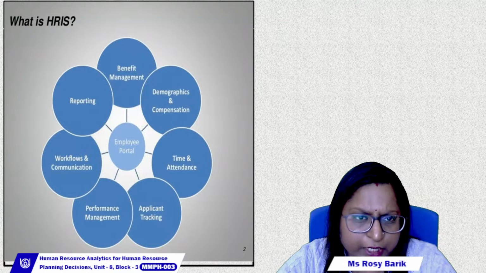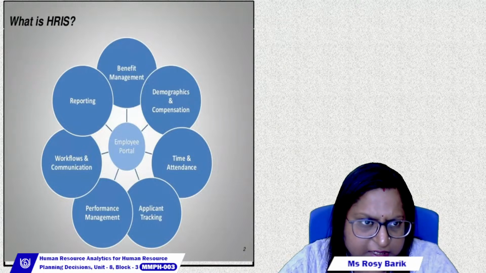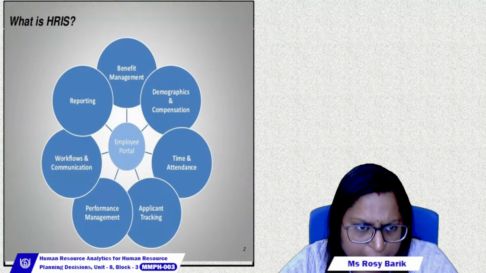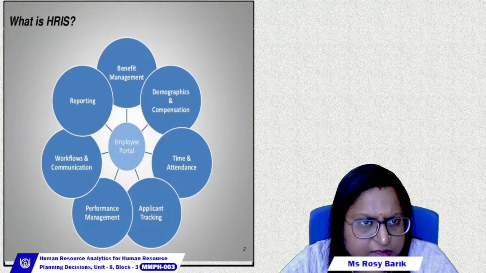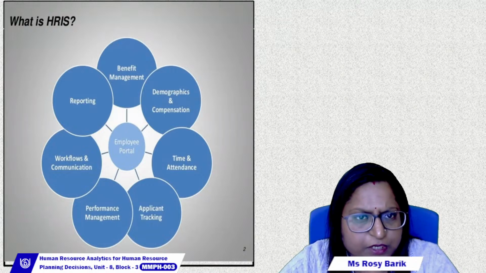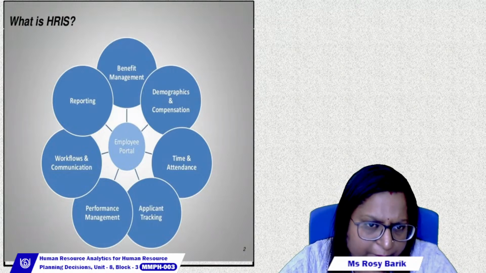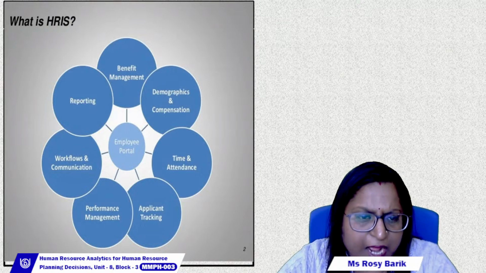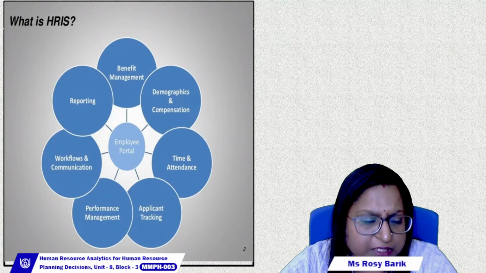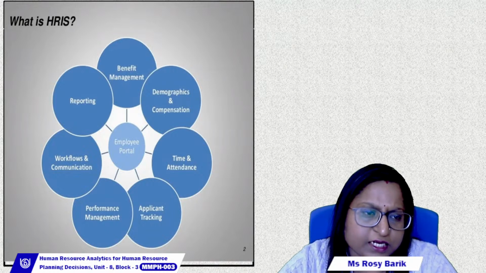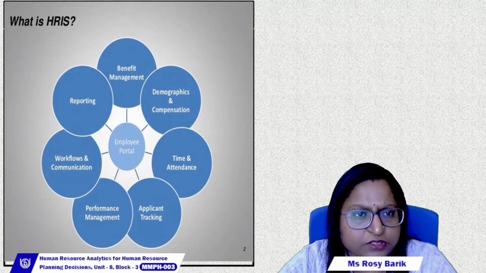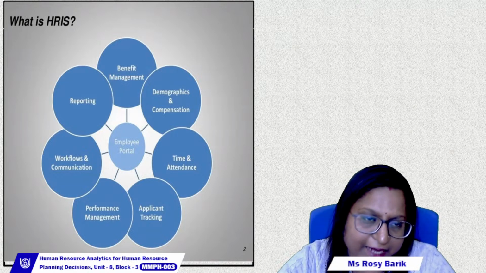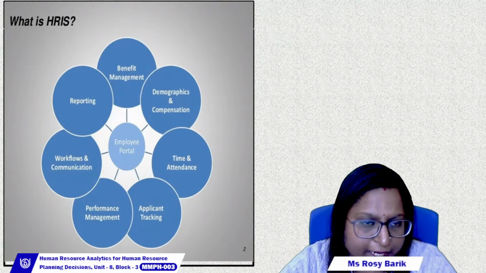So, this is the pictorial representation of HRIS. It shows that the middle one is the employee portal. Through this HRIS process, the benefits of management occur: demographic and compensation change, time and attendance can be developed, applicant tracking can occur, performance can be managed, workflows and communications can be done, and so we can easily give the report in time to the department or to the head of the department.